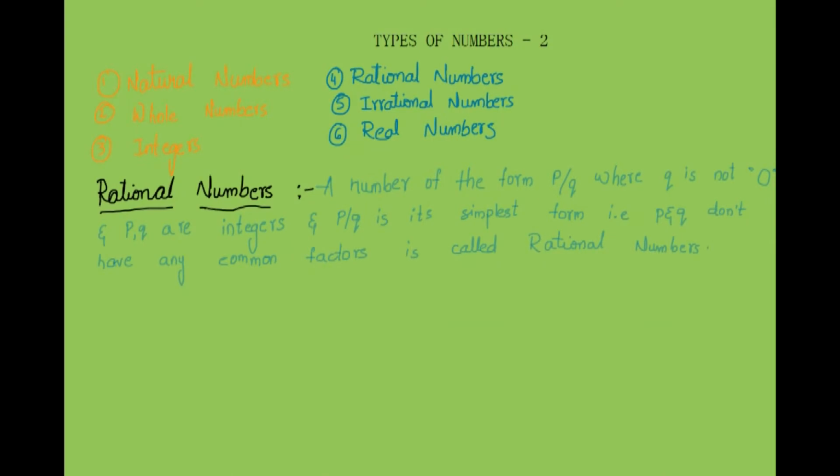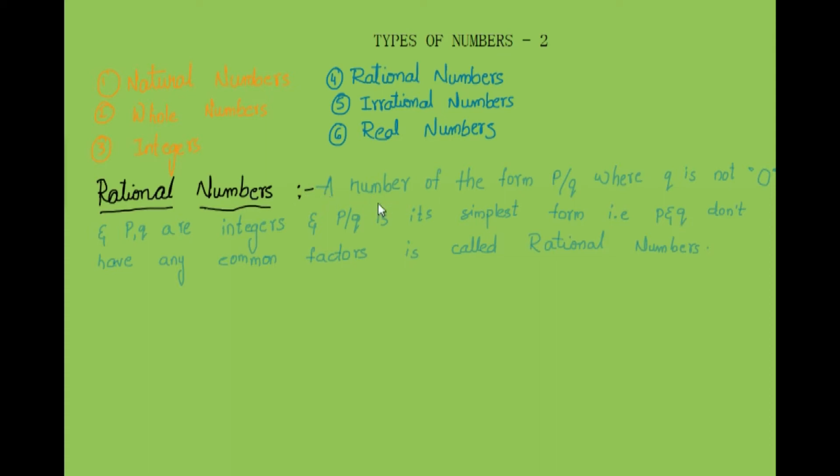In this video, we are going to learn about types of numbers, part 2. In the previous video, we have learnt about natural numbers, whole numbers and integers. Now we are going to learn about rational numbers, irrational numbers and real numbers. First, rational numbers.